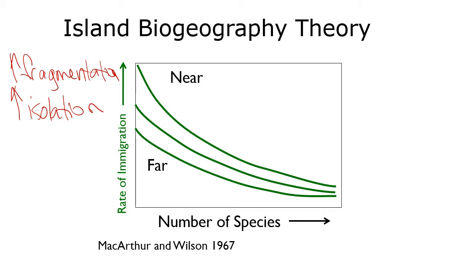And then we can counter this. We just put an extinction rate here. So this would be the rate of local extinction.